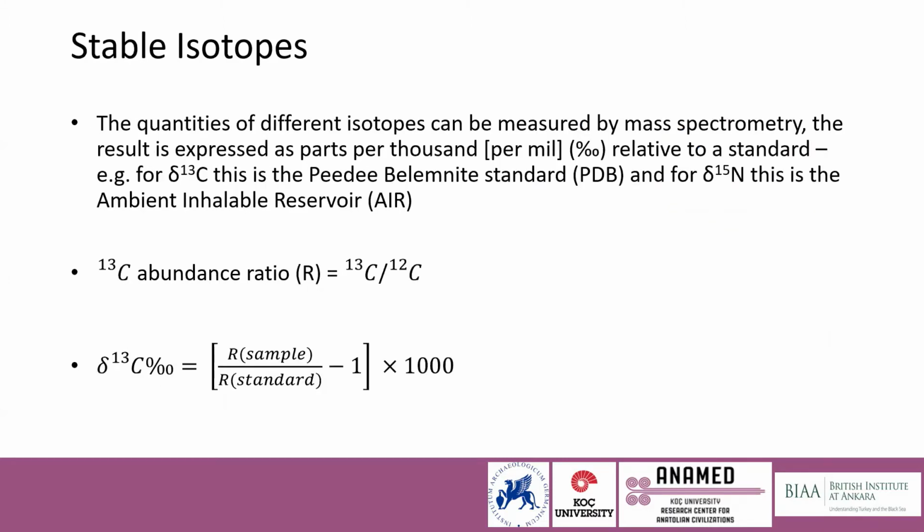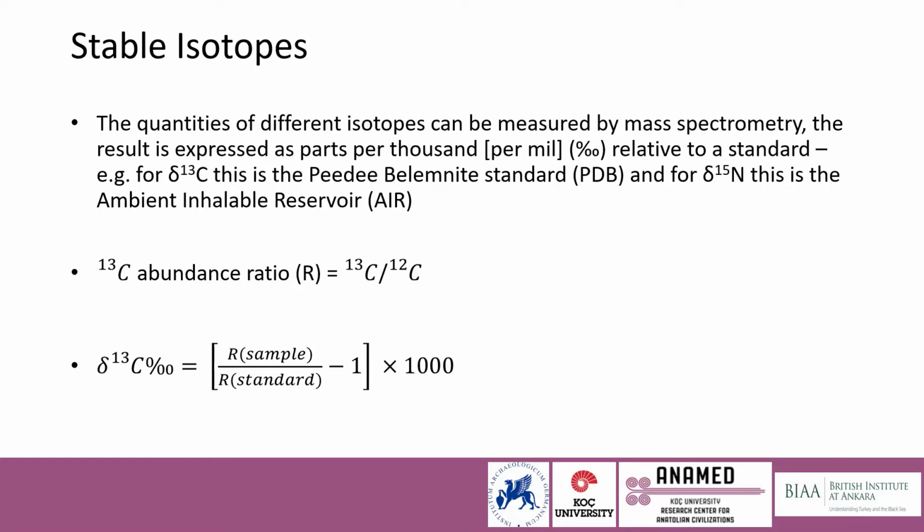Stable isotopes are measured by mass spectrometry. That's the best way to do it. This slide is going to give you a bit of background, because you may see these things in publications or mentioned, and it's just to help understanding. After the mass spectrometry, stable isotope ratios are given in parts per thousand, more commonly known as per mil, and that's that sign there.